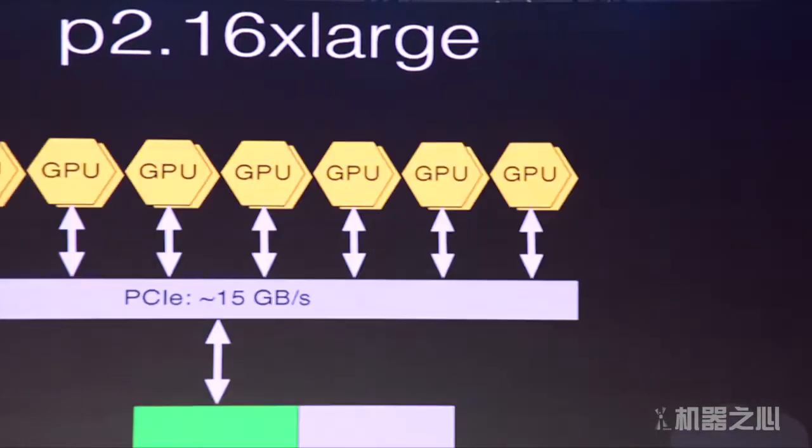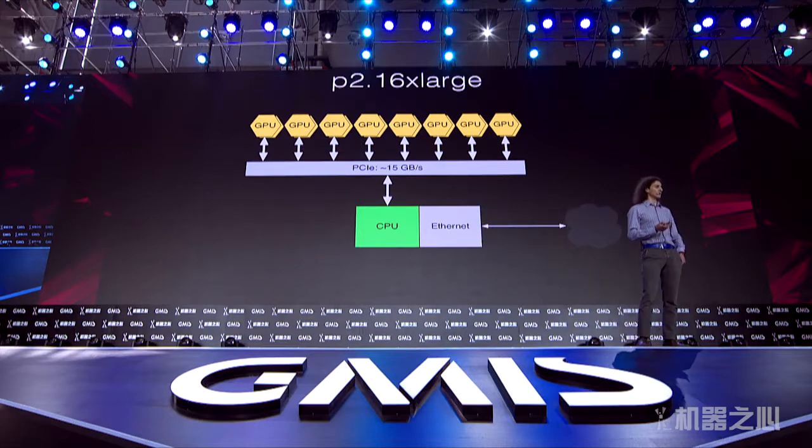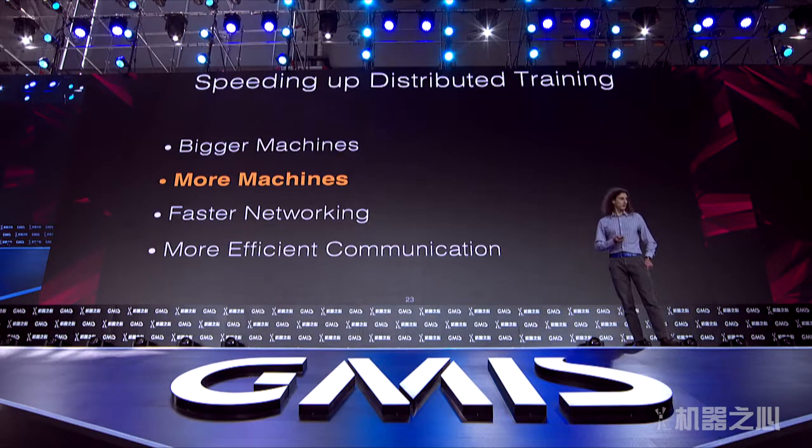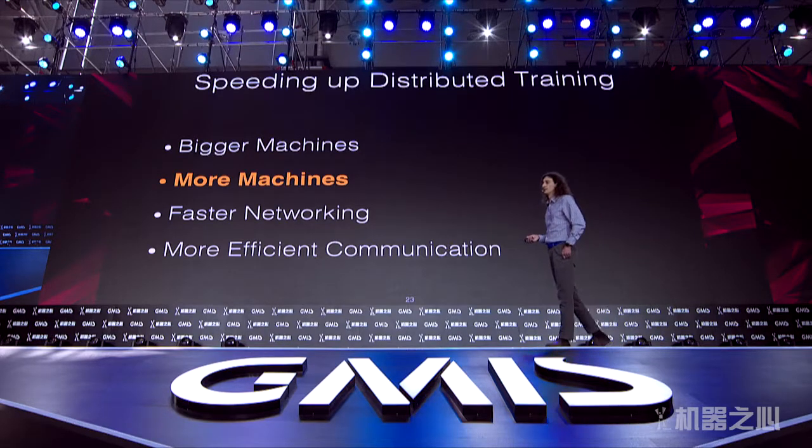So if we look inside one of these things, it has 16 GPUs working together, communicating over a high-speed PCI Express bus that is capable of moving 15 gigabytes per second between the GPUs. So that's how we get really good scaling within a single machine. But at some point, you have to go beyond one machine, because there's a practical limit to how many GPU devices you can put inside of a box.